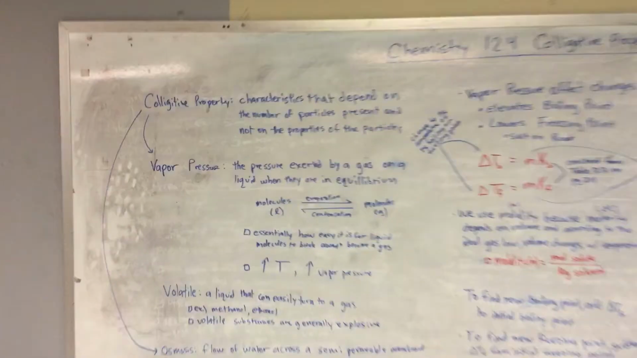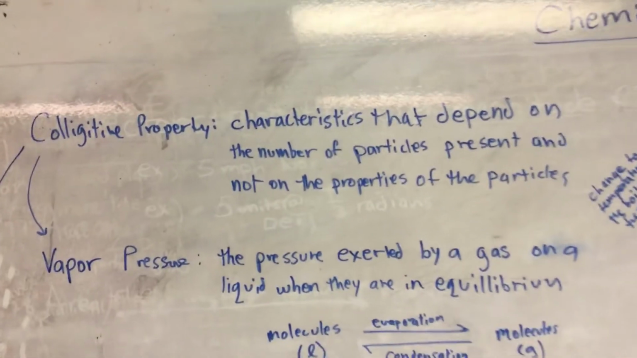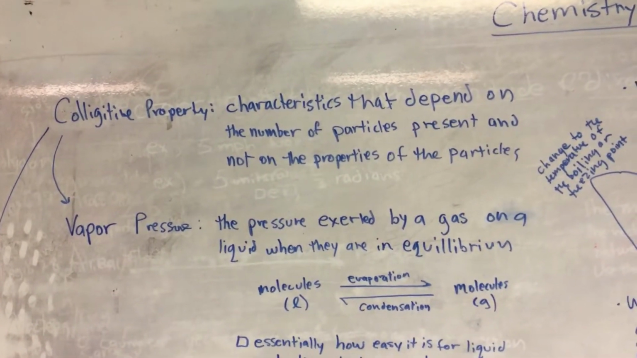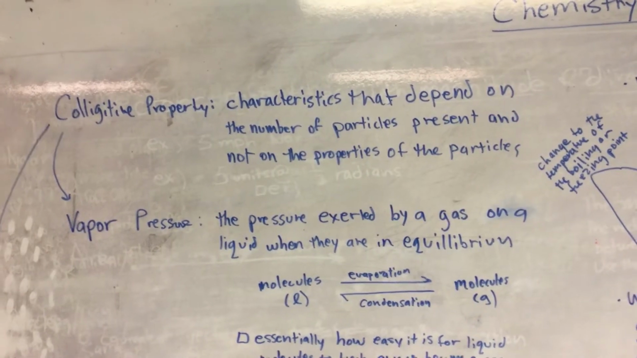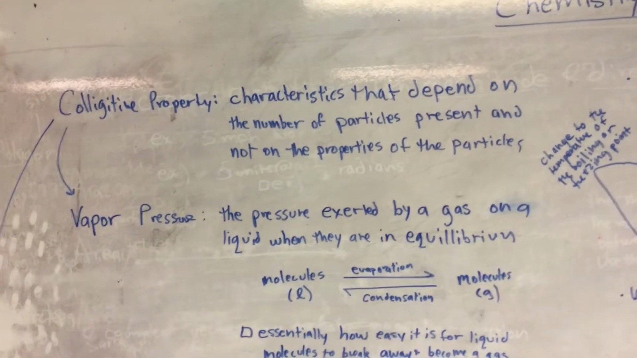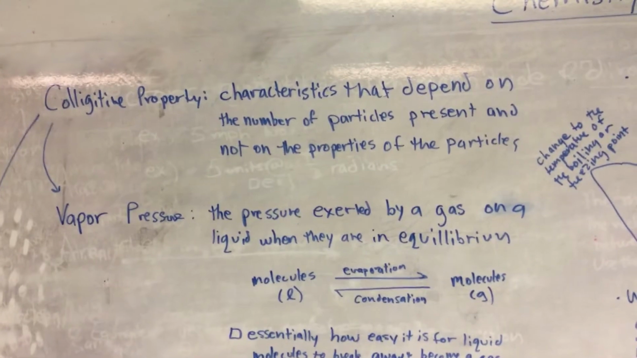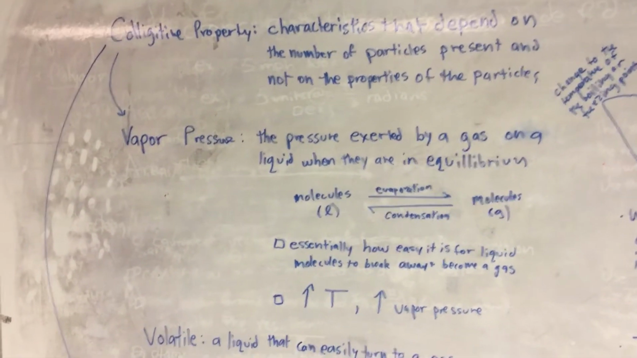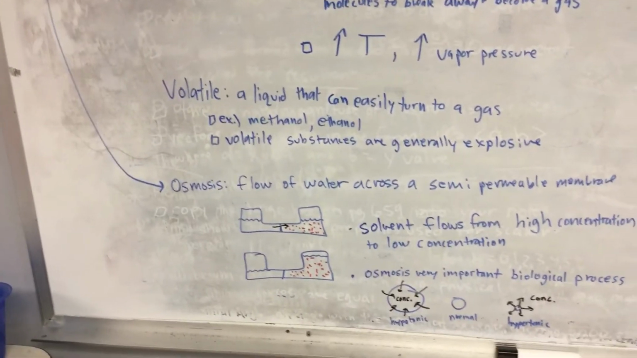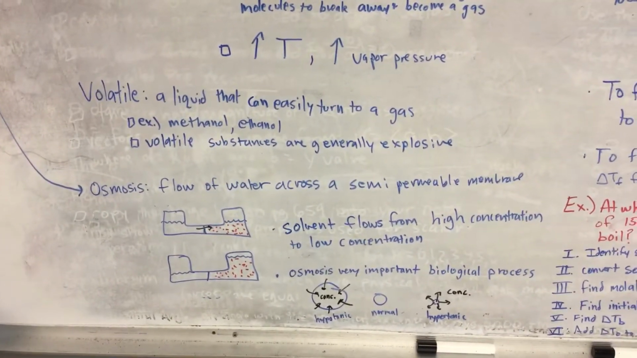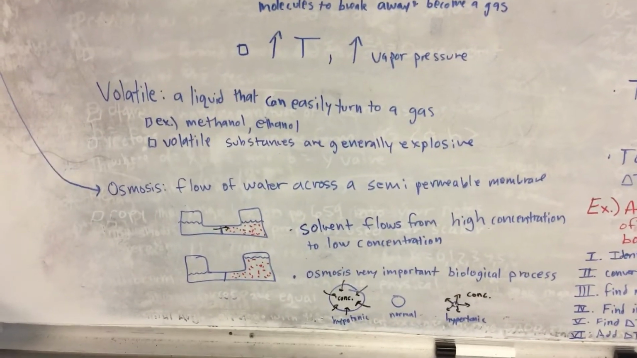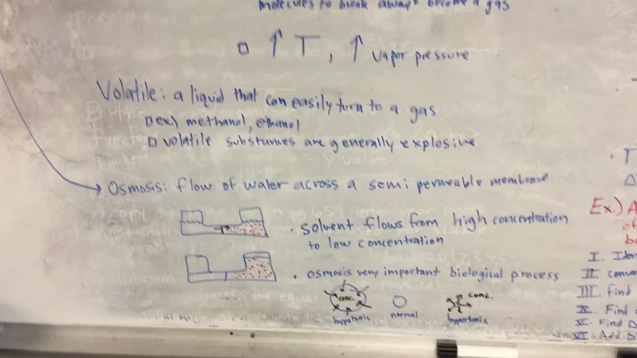So, first of all, colligative properties are characteristics that depend on the number of particles present and not on the properties of those particles. Basically, it's how many balls are there, not what color are the balls. Okay? So, vapor pressure is one colligative property. Osmosis, or the flow of water across a semi-permeable membrane, is another. Semi-permeable means some things can flow across, but others cannot.